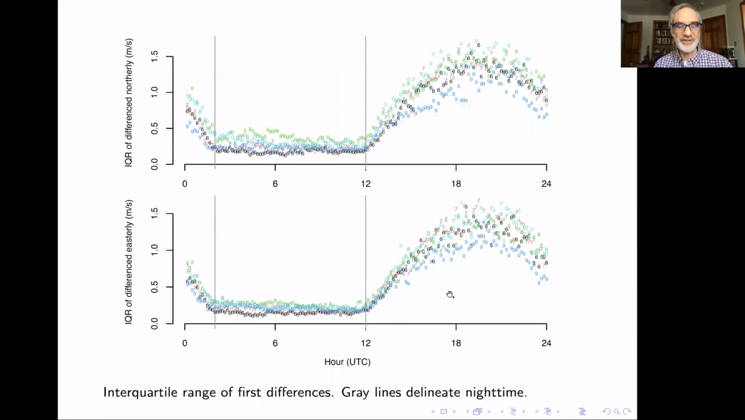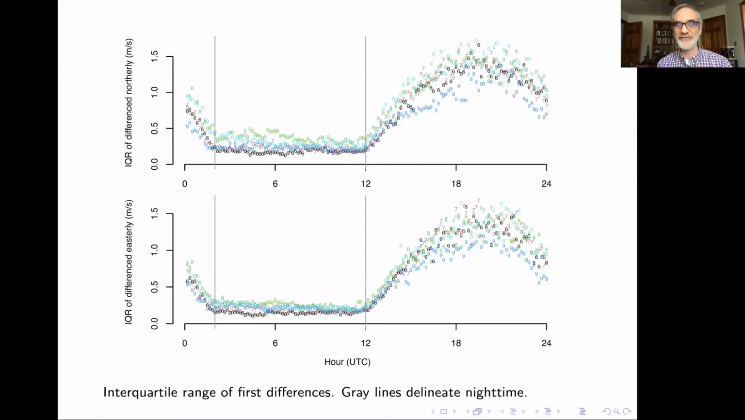All right, so now here's the same for every 10-minute period of the day. Here's the same thing for the interquartile range of first differences. These first differences are much less correlated than the observations themselves, so we should expect much less randomness in these pictures.